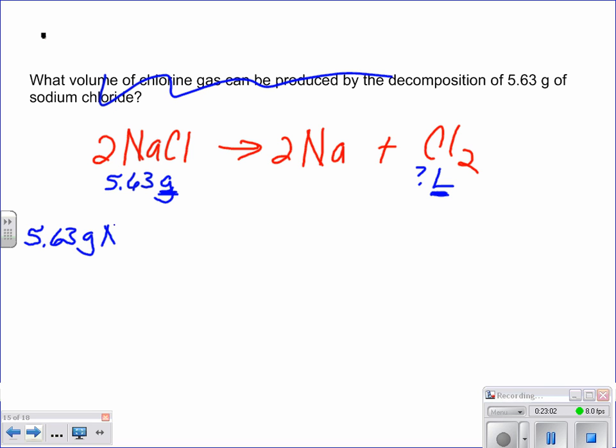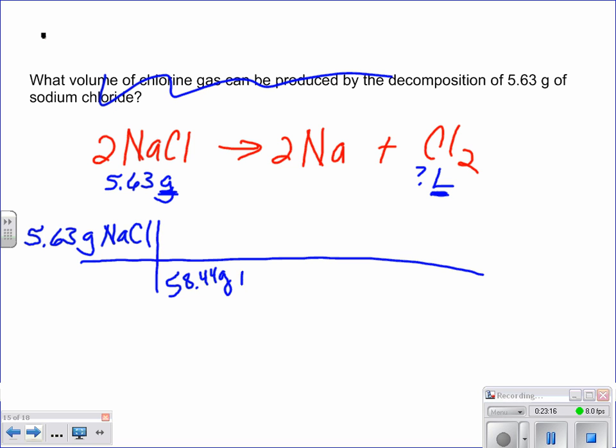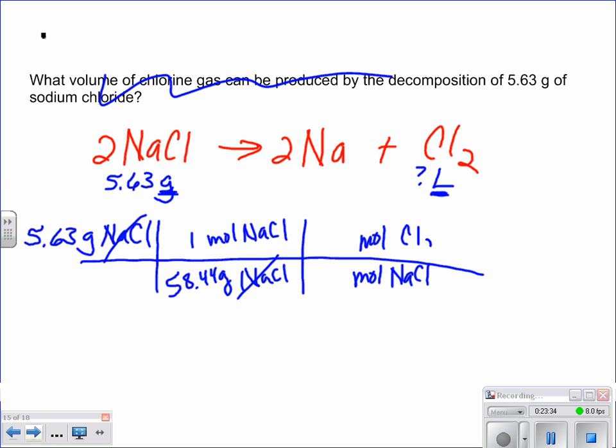5.63 grams of sodium chloride. Going to get rid of our grams of sodium chloride, go to moles of sodium chloride. So I look at my formula mass, 58.44 grams of sodium chloride to every 1 mole of sodium chloride. Now that we've got it as moles of sodium chloride, we want to convert it over to moles of the other stuff. So we get rid of our moles of sodium chloride, go to moles of chlorine.